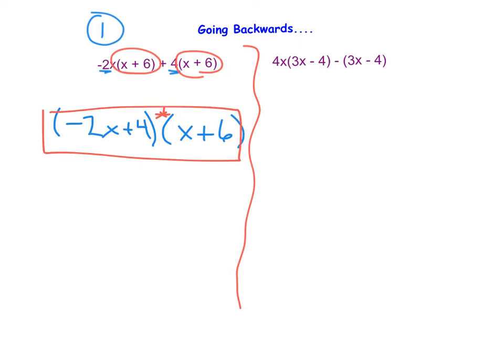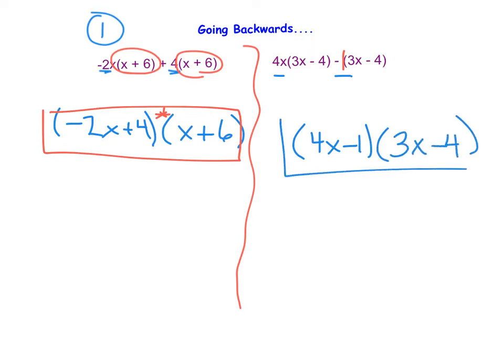And then if I look at the second one, the first thing I notice is that I have a negative in front of that second binomial. What that negative really is is a negative 1 out in front of that second binomial. So what I know here is that both 4x and negative 1 are being multiplied by 3x minus 4. So I can group them together out in front. 4x and negative 1 are both being multiplied by 3x minus 4. And I have rewritten both of these polynomial expressions into factored form.